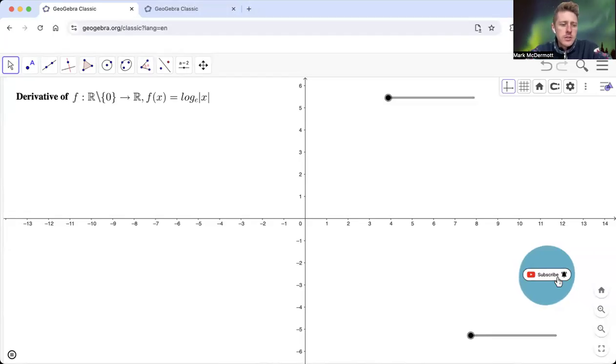All right, here we go. So find the derivative of f of x equals log base e of modulus of x.